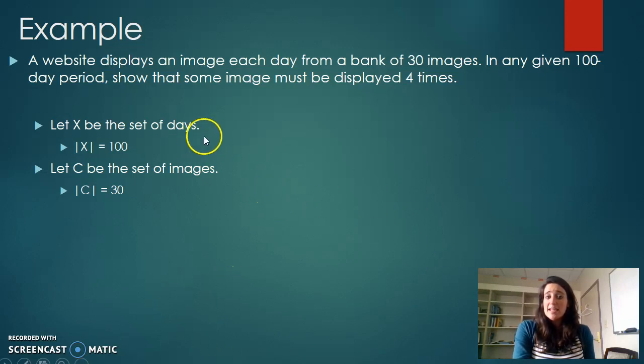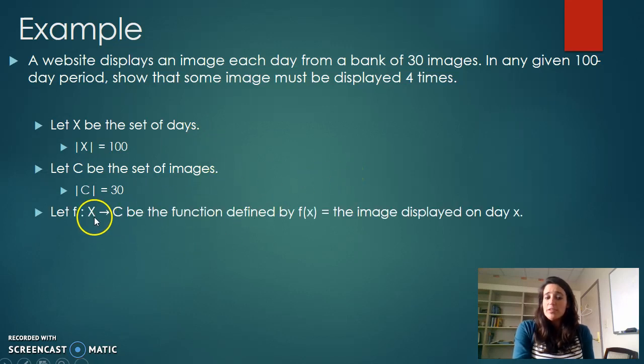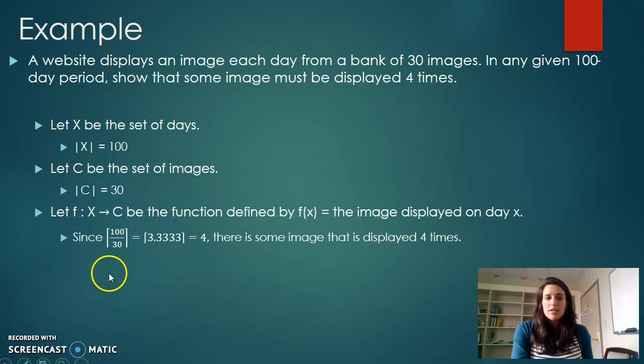So there are a lot more days in this 100-day period than there are images. If we define a function from the set of days to the set of images, defined by f(x) equals the image displayed on day x, so we input days and we output images, the generalized pigeonhole principle says that if you divide 100 by 30, it would be 3.333, and take the ceiling of that, 3.333 rounds up to 4. There is some image that is displayed 4 times.